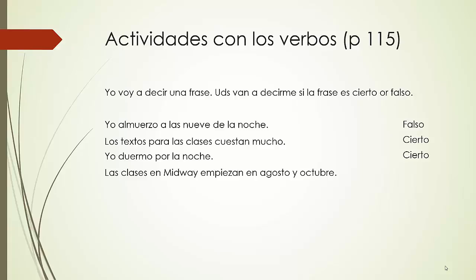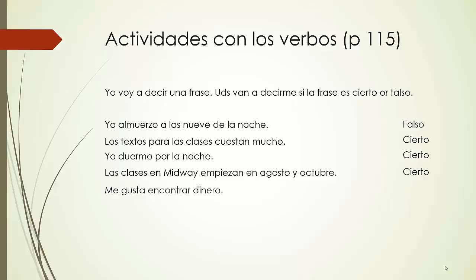Número 4. Las clases en Midway University empiezan en agosto y octubre. Classes in Midway, empiezan is from empezar, begin. In August and October, cierto, that's true. We're getting ready. We started in August. We're getting ready to start another term in October.